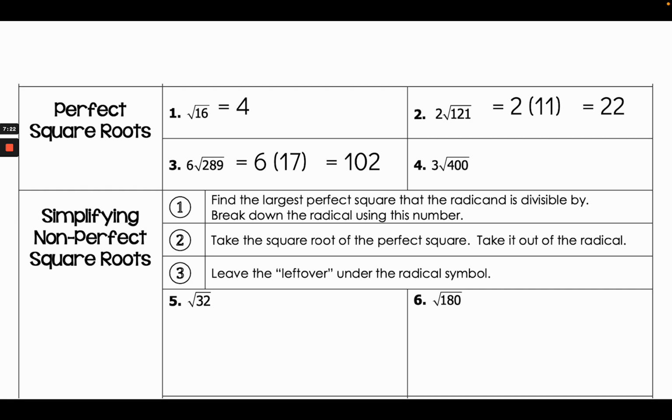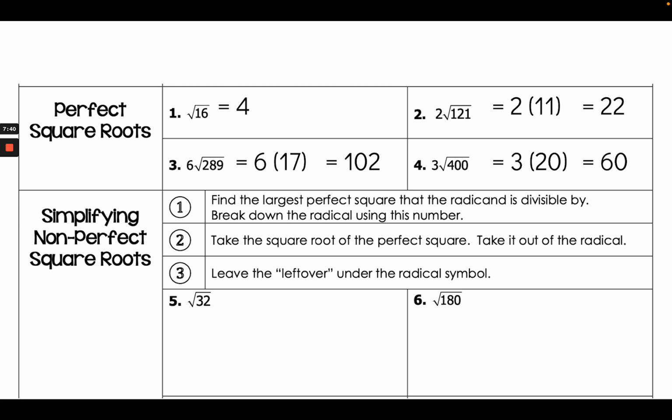Okay, for number 4, go ahead and do it on your own. Again, we see it as 3 times the square root of 400. We're going to write it out as 3. Square root of 400 is 20. So 3 times 20 is equal to 60.